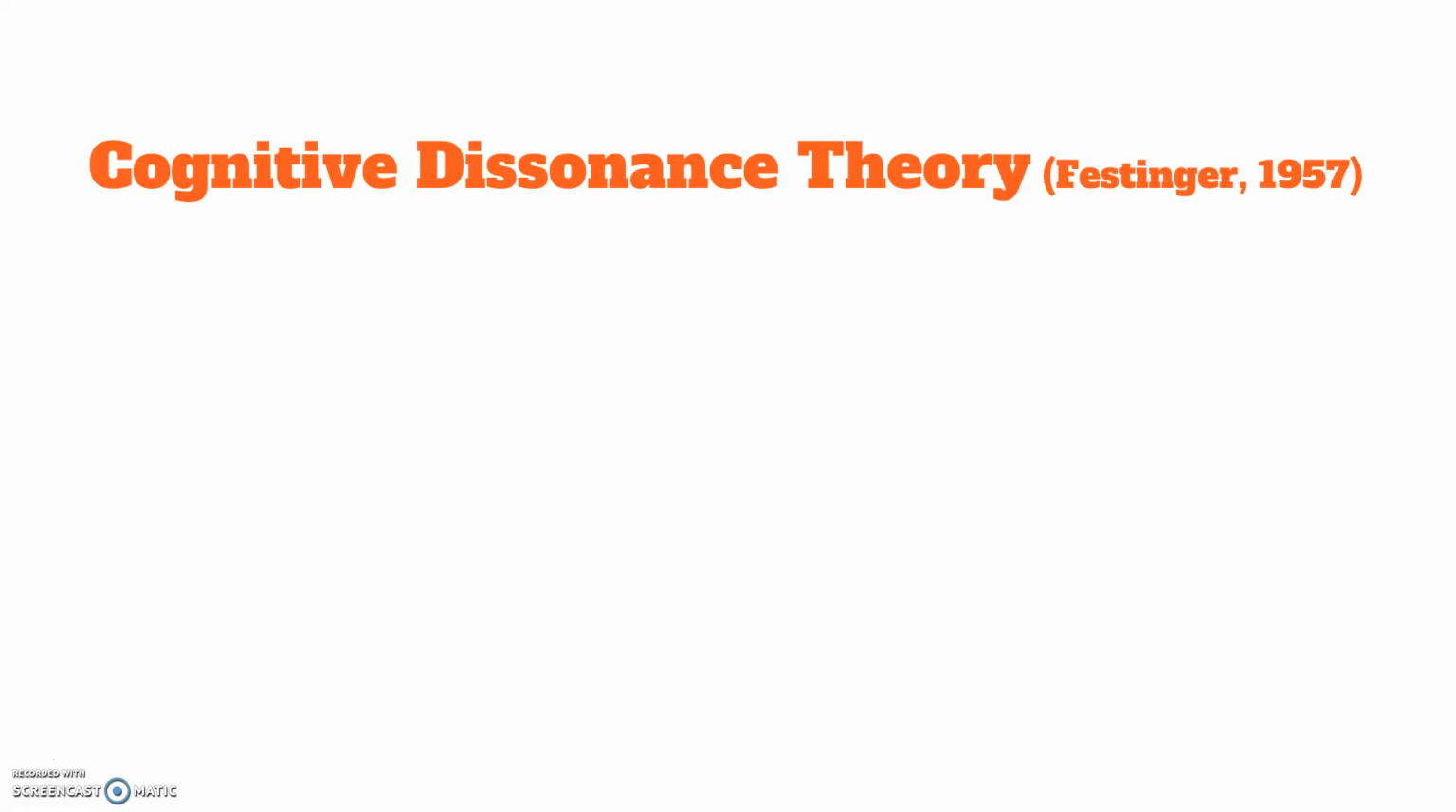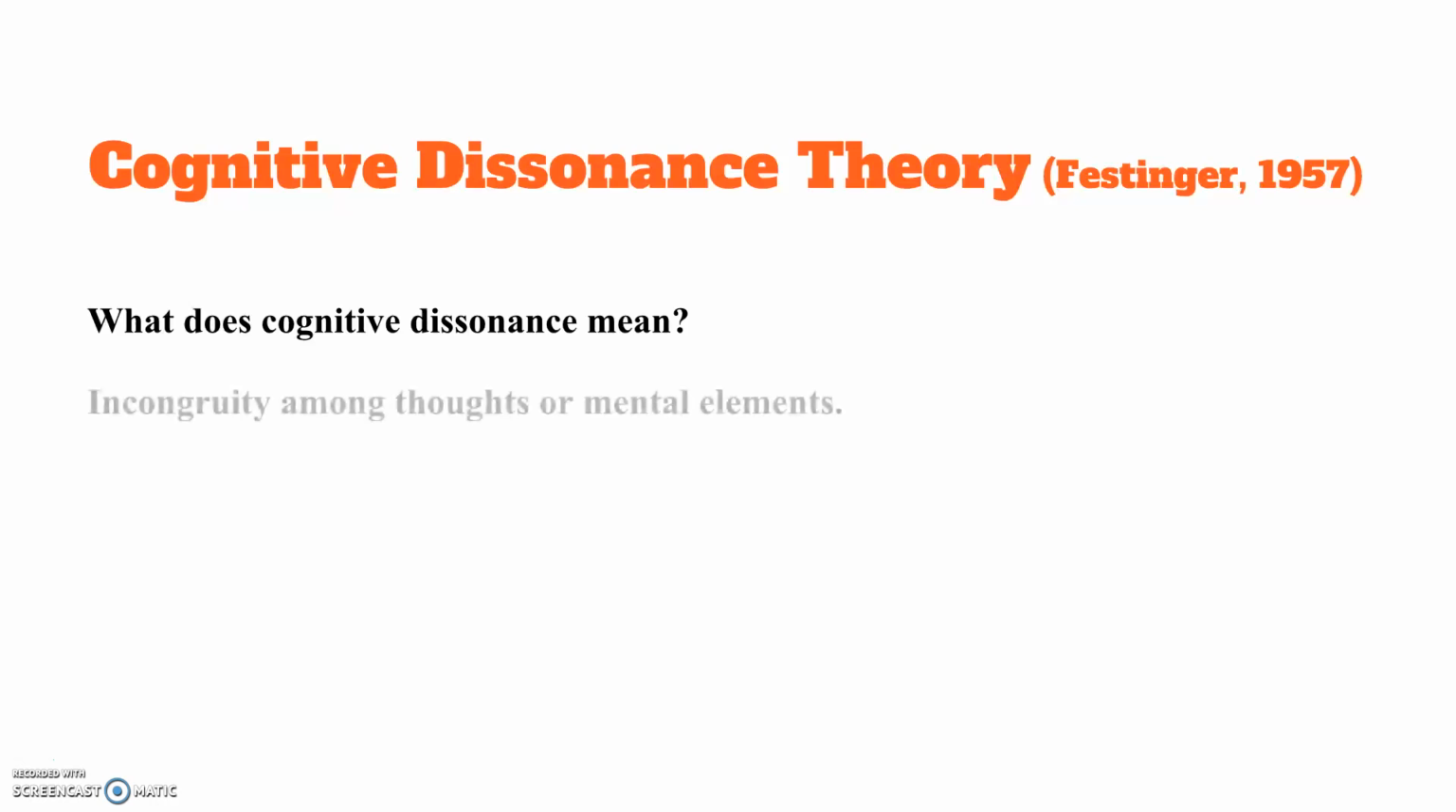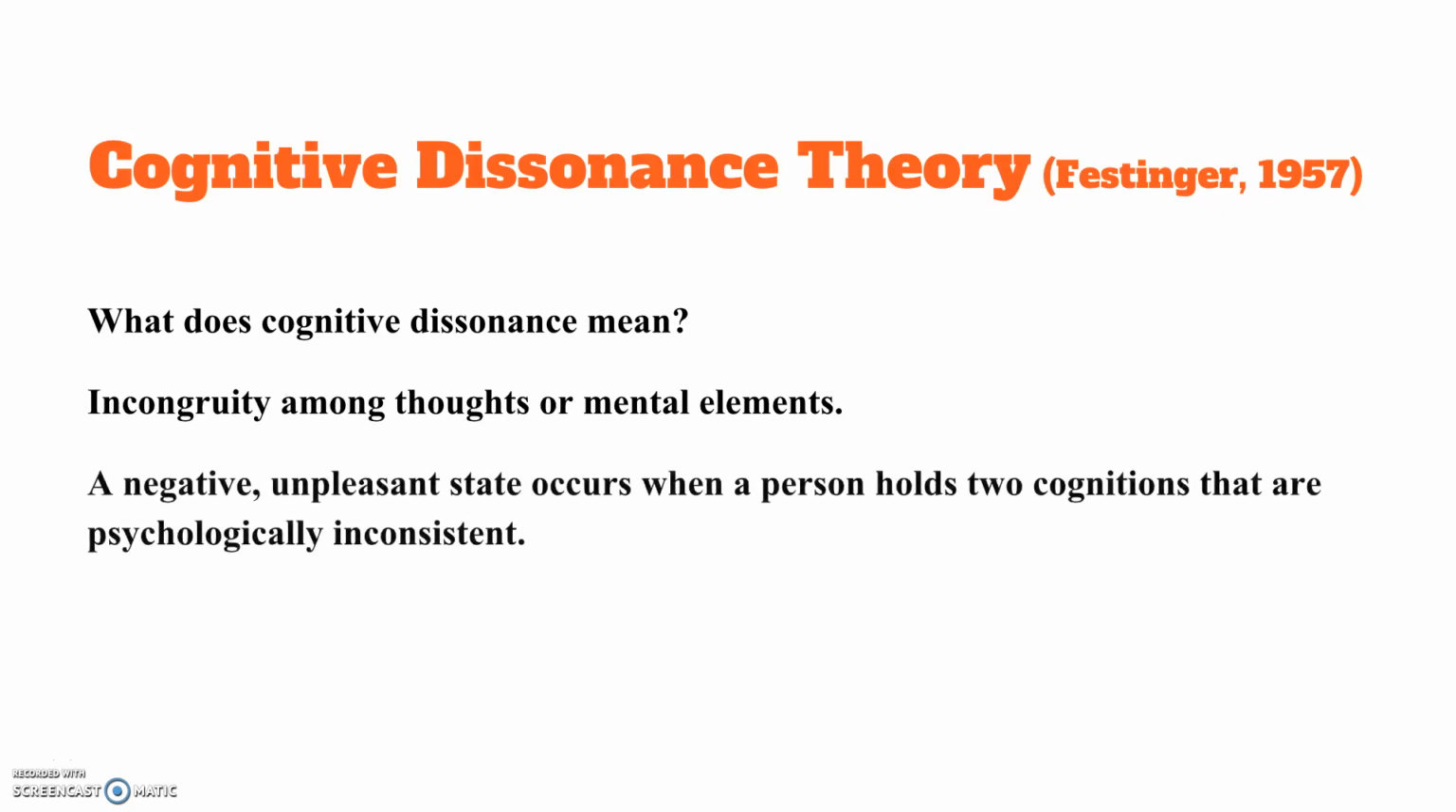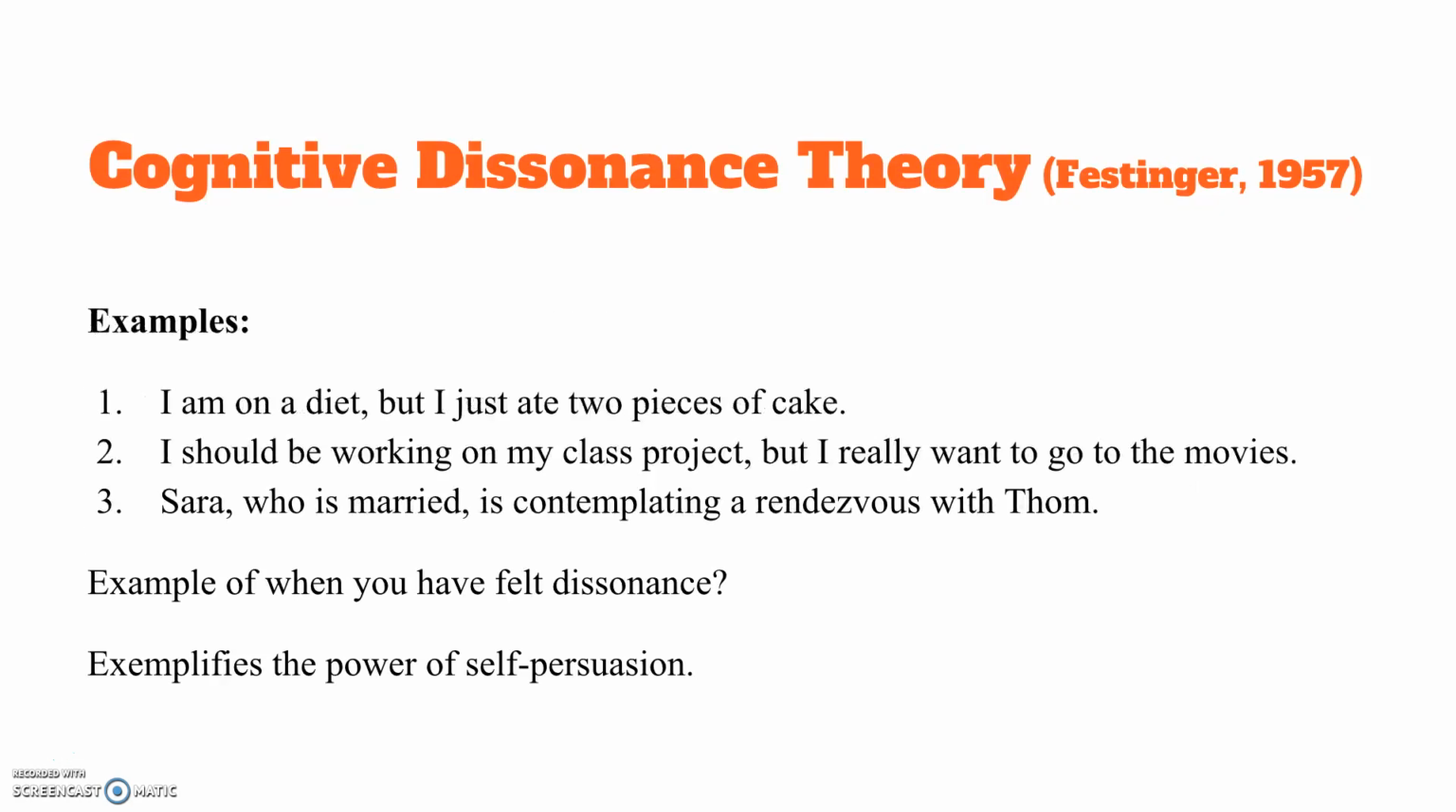Okay, let's move on now to cognitive dissonance theory. This theory is really fun. You may have learned about it in psychology class. So let's break it down. What does cognitive dissonance mean? Well, it means incongruity among thoughts or mental elements. A negative, unpleasant state occurs when a person holds two cognitions that are psychologically inconsistent. So when we have two thoughts that don't mesh well, we feel uncomfortable.